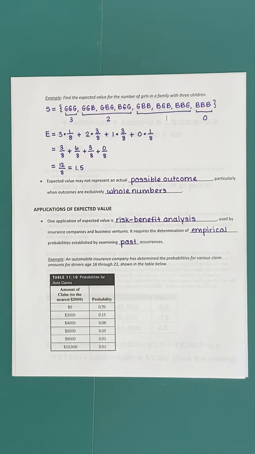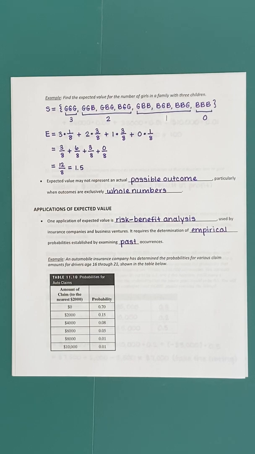So let's put this into application. We use expected value in a lot of situations. Let's look at some of the different situations where you can apply it. So one application is going to be risk-benefit analysis, which insurance companies and business ventures may use to determine whether or not it makes sense to make a particular decision, just based on what you expect to happen in the long run on average. So it's going to require the determination of empirical probabilities, which are probabilities that aren't based on theory. They're not based on just a conceptual analysis of a particular experiment. They're based on actual events and actual data based on past occurrences.